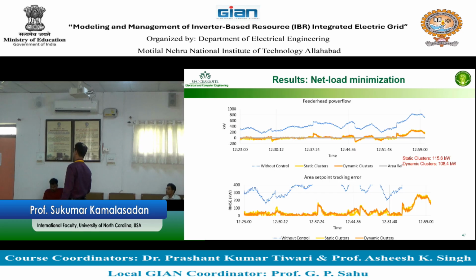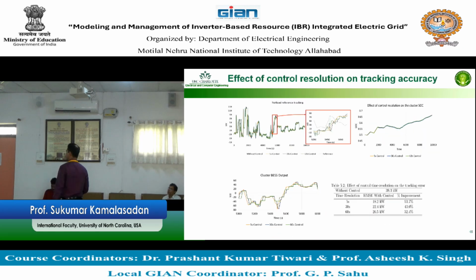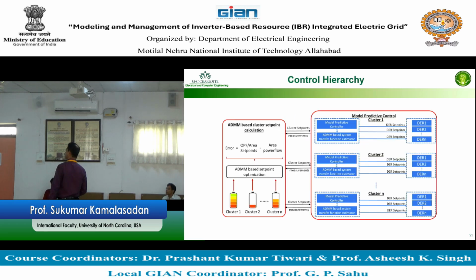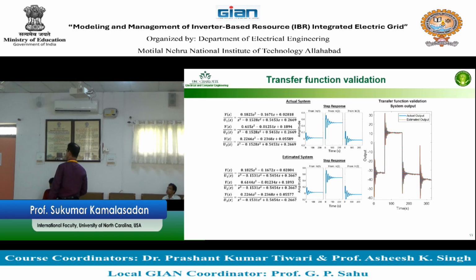And then this is the feeder head power flow. If the area reference is constant, then you don't need to get the power from the substations or beyond that. That is basically the summary here, and you can also adjust based on the capacity of the battery. If the battery is running out of juice, meaning the battery is low, you can adjust the power based on that battery.